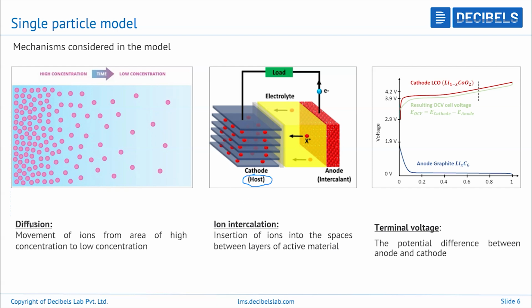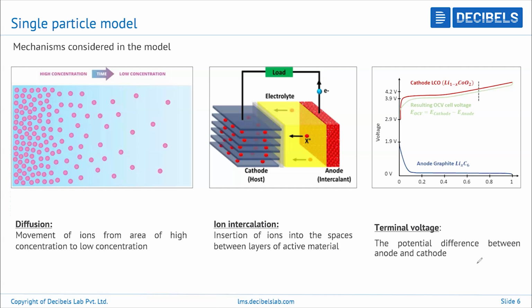And the last one is the terminal voltage. Basically, it considers the potential difference between the anode and the cathode and any ohmic losses present within the electrolyte. Okay, so these are all things which the electrical equivalent circuit model does not cover, as in you cannot represent any of these phenomena, because the electrical equivalent circuit model does not function on differential equations.